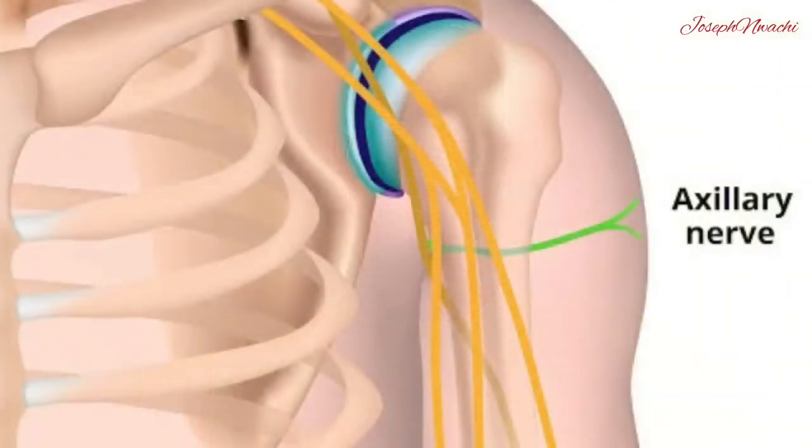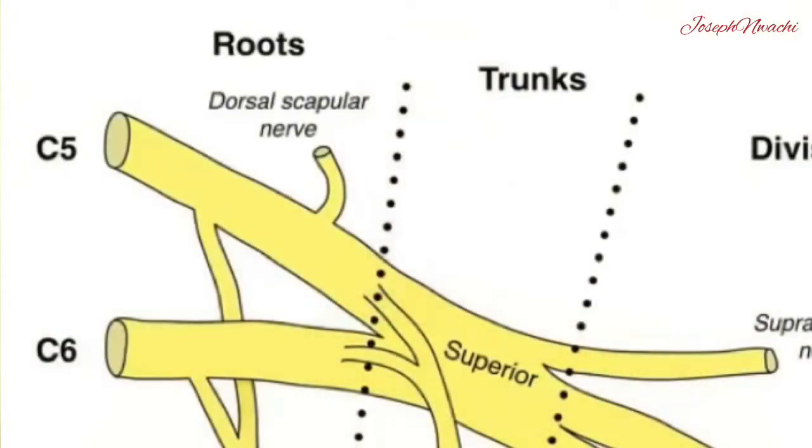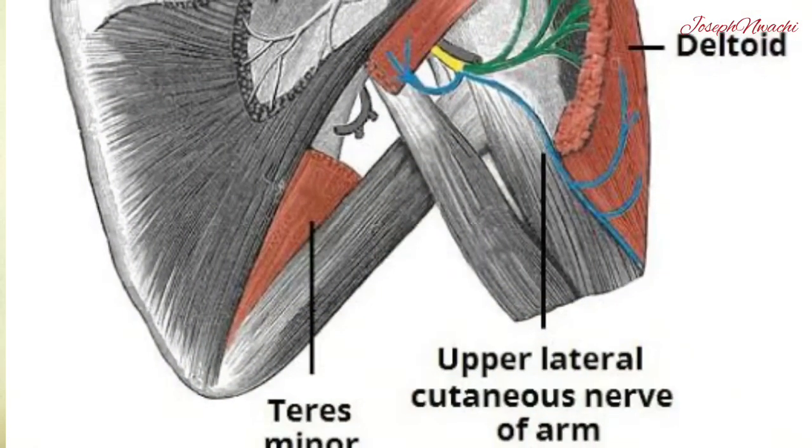So in this video, we'll simply be looking at the gross anatomy of the axillary nerve. The axillary nerve is the major peripheral nerve of the brachial plexus. It has its nerve root as C5 and C6. Its motor function is that it innervates the teres minor muscle and the deltoid muscle. In this video, we'll look at the anatomical course, the motor functions, the sensory function, and also the clinical application, the clinical correlate.